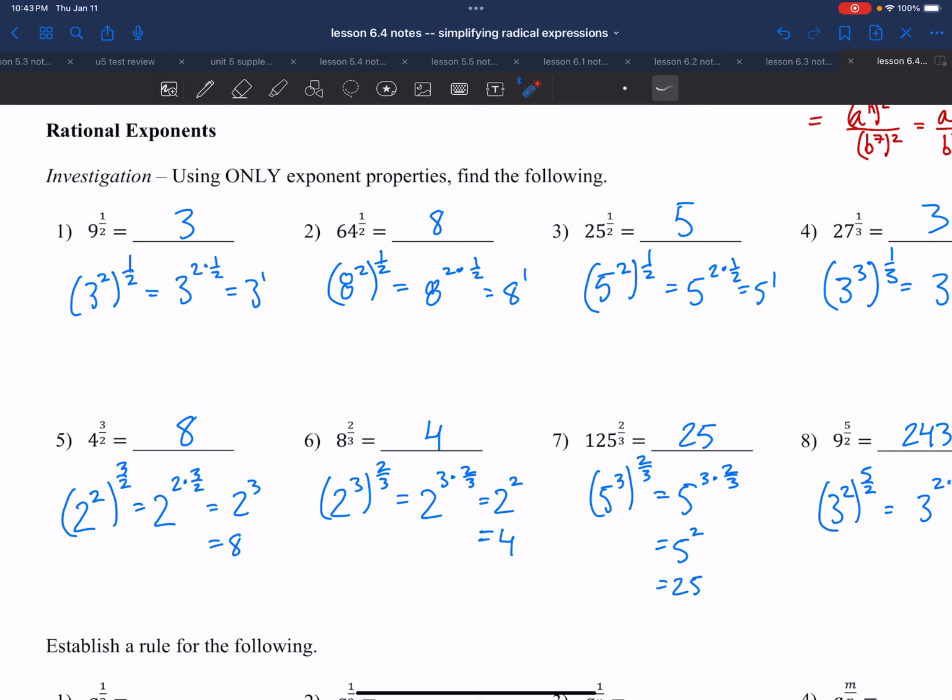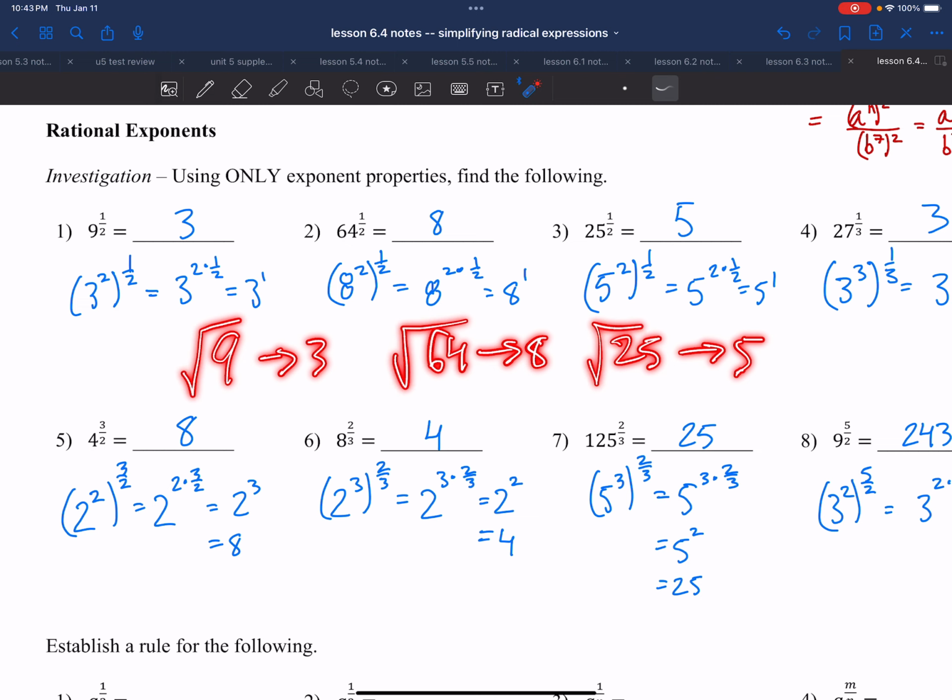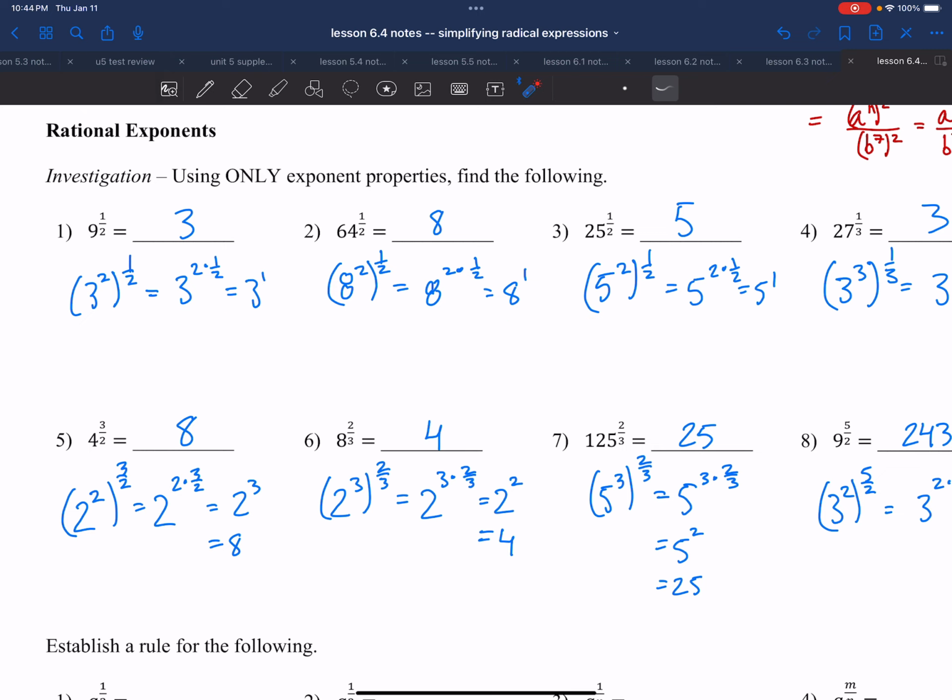You might say, oh, hold on a second. I know another operation that does the same thing, right? What could you do to 9 to make it 3? The same operation that you could do to 64 to get 8, the same operation that you could do to 25 to get 5. And that operation would be square root, right? So seemingly, based off those, a power of a half is analogous to taking a square root.